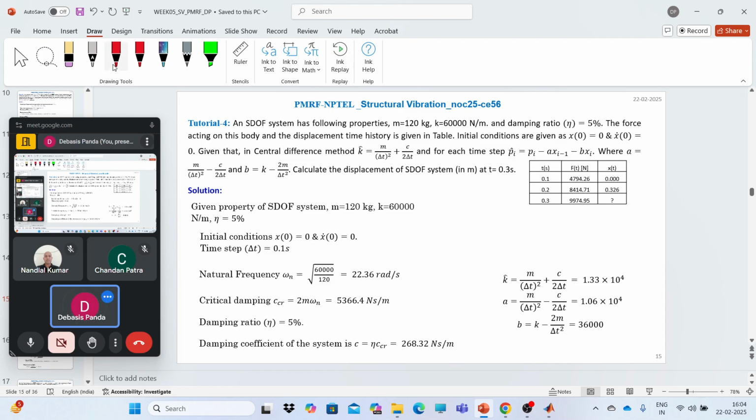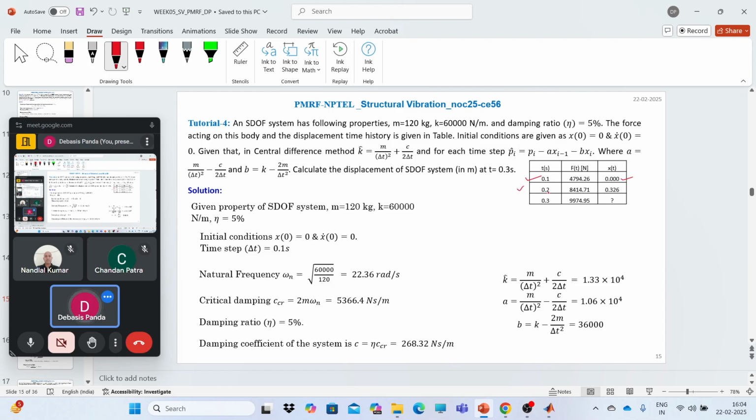Here an SDF system has the following properties, like mass, stiffness and damping ratio. The force acting on the body and the displacement versus time is given. Okay, so for t equals 0.1 second, the force is given as 4794.27 Newton, and the displacement is given, initial displacement is 0.